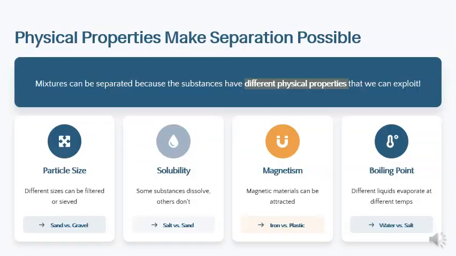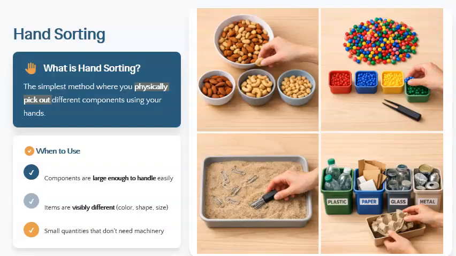Some of you are probably asking yourself, why can we separate them? Well, physical properties make separation possible. It states that mixtures can be separated because the substances have different physical properties that we can exploit. For example, particle size: different sizes can be filtered. Or solubility: some substances dissolve, others do not.